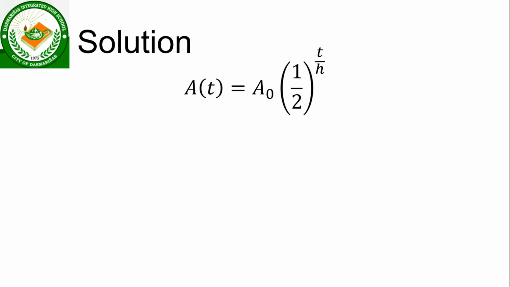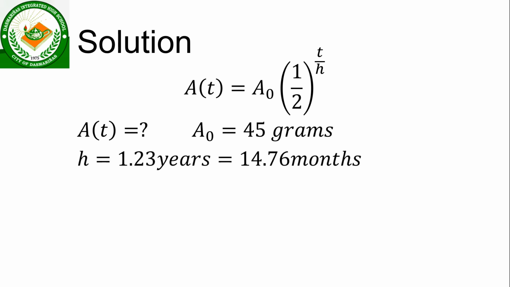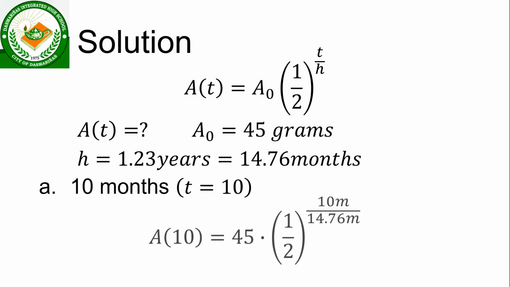So we have here the solution, the formula. Okay, we are asked for A of t, and we are given A sub 0, which is 45 grams. We also have h as 1.23 years, or if we are going to convert it in months, we have 14.76 months. In our first question, what will be the amount in 10 months? So to answer that, we have to replace the variables by their values. Like what we did earlier, the variables were replaced by their values. Okay, A sub 0 will be replaced by 45, t was replaced by 10, and h was replaced by 14.76.